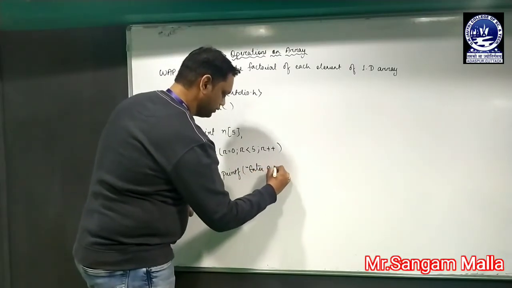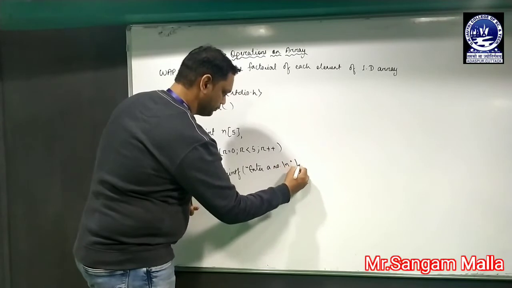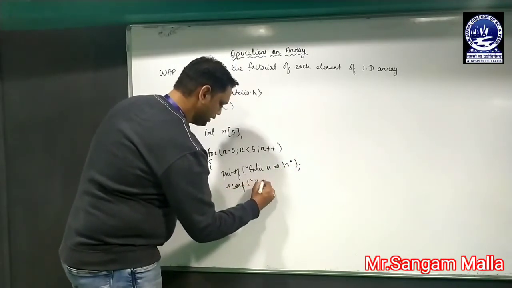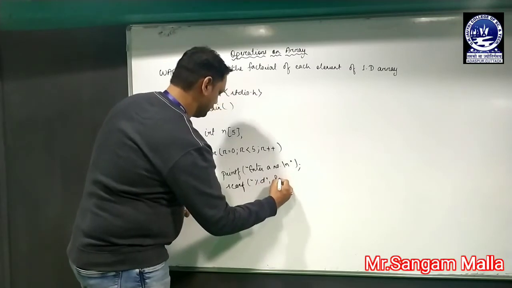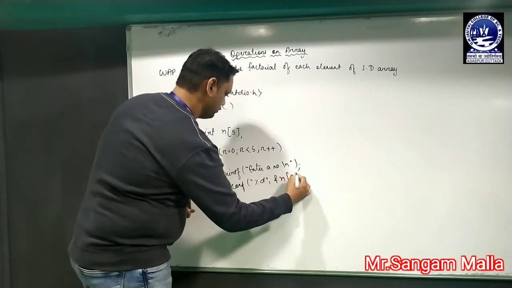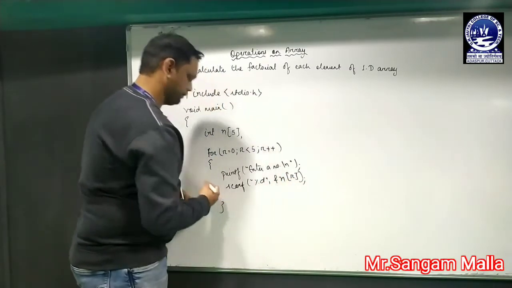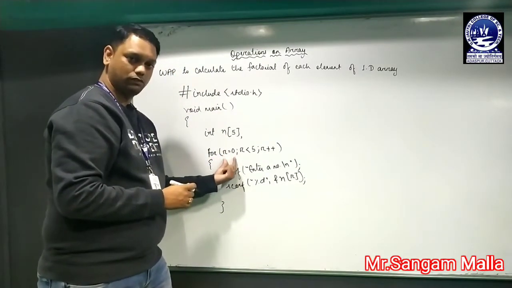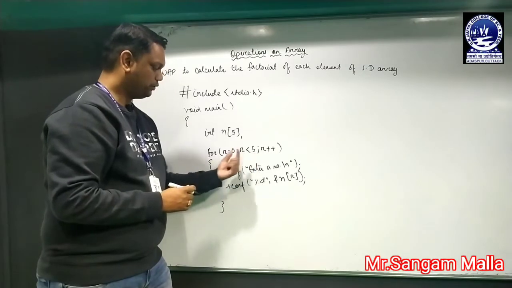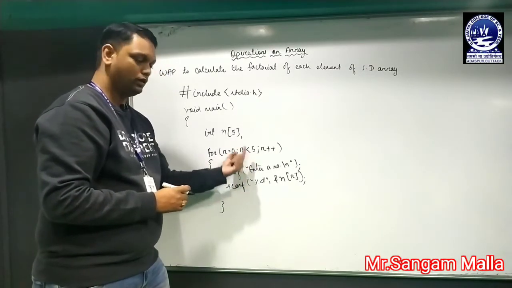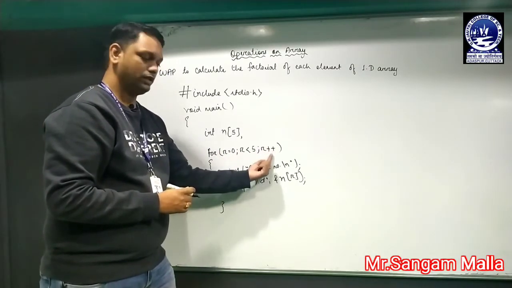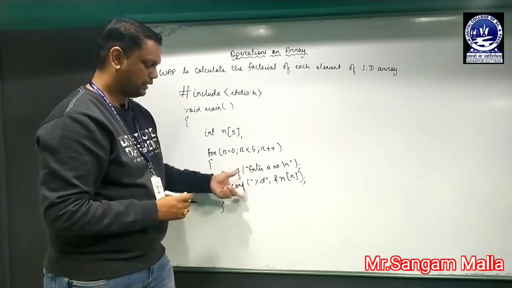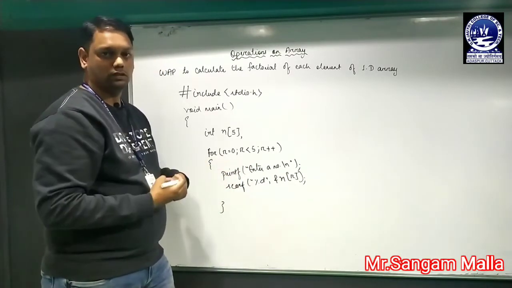Enter a number, then scanf("%d", &n[r]). So here r equal to 0 means the index will start from 0. It is less than 5 because it will move from 0 to 4 and it will be incremented by 1 each time. Similarly, this loop is responsible for entering the data from the user.